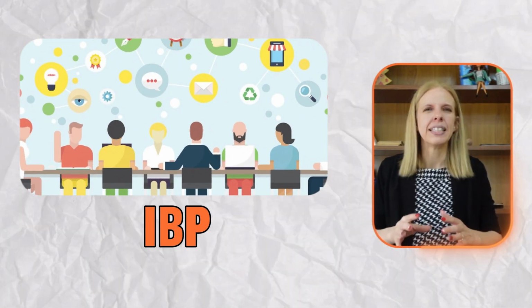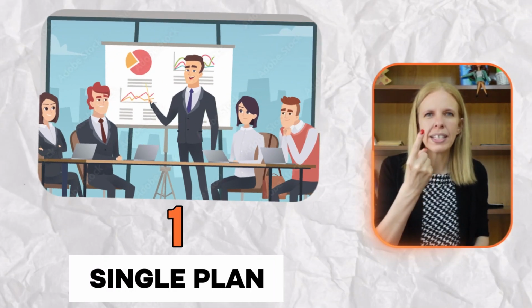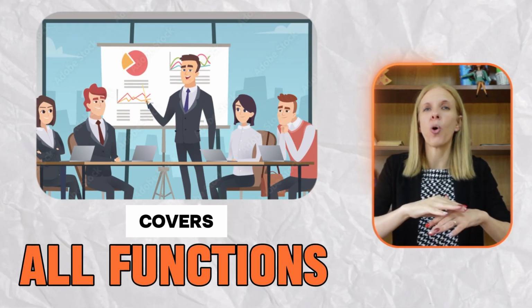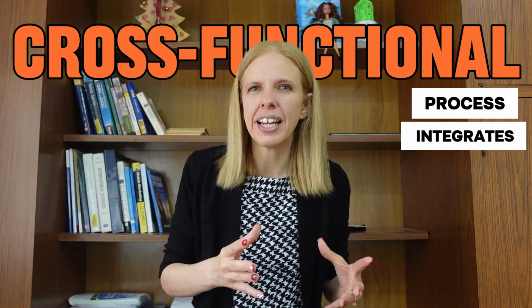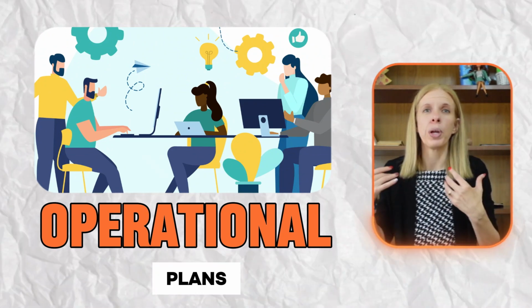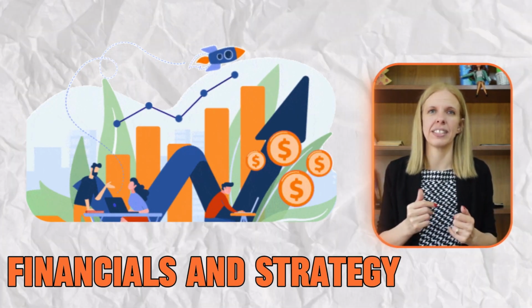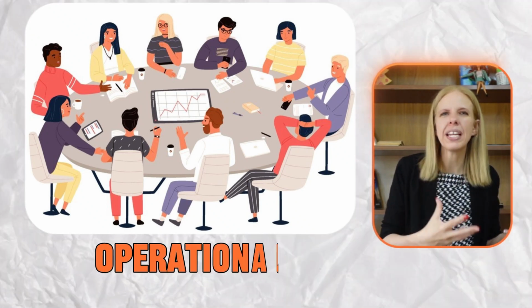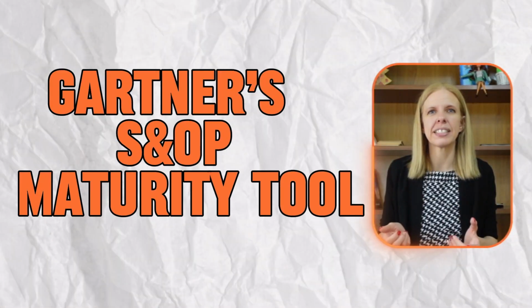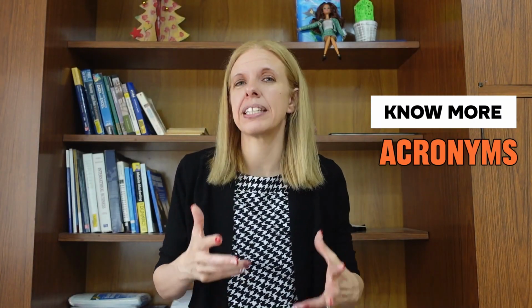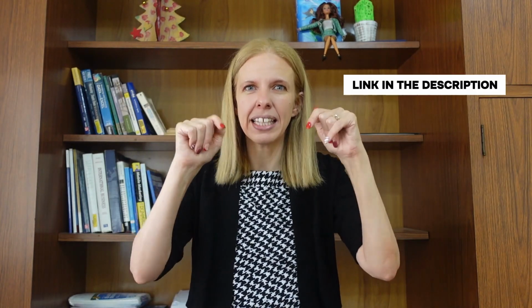With IBP, the focus is having one single plan that covers all functions. It's a cross-functional process that integrates operational plans with the financials and strategy. IBP translates operational planning into financial performance. These are stages 4 and 5 in Gartner's S&OP maturity tool. If you want to know more about the acronyms that we use in planning, I have a video for you, and I have included the link in the description.